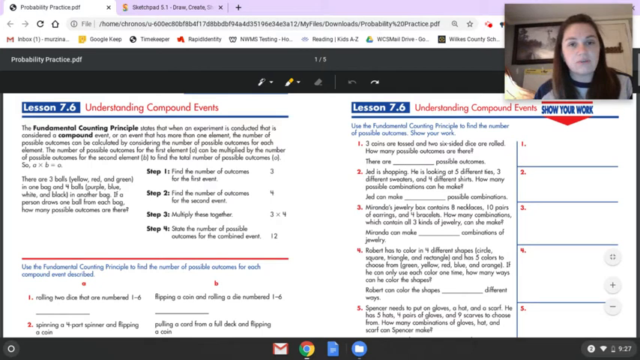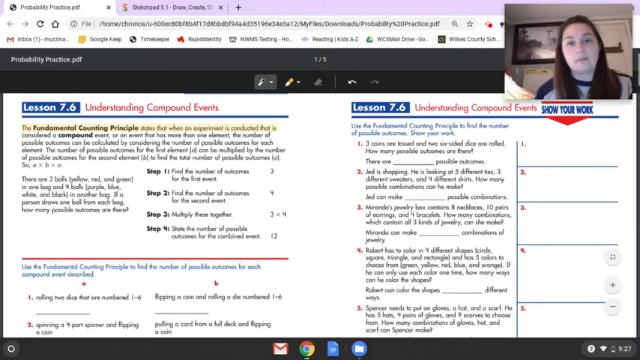Okay, so first let's take a look at some vocabulary. And the first vocabulary term that I want to show you is called the fundamental counting principle. And that states that when an experiment is conducted that's considered a compound event, or an event has more than one element, the number of possible outcomes can be calculated by considering the number of possible outcomes for each element. Okay?